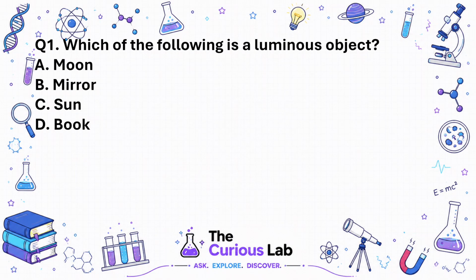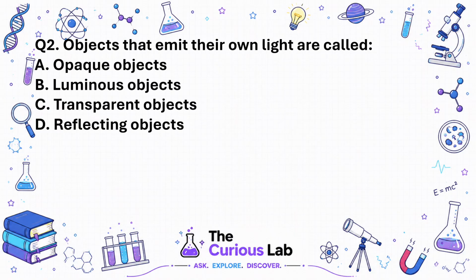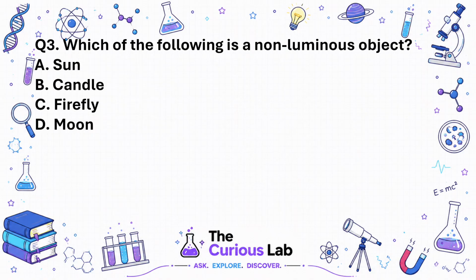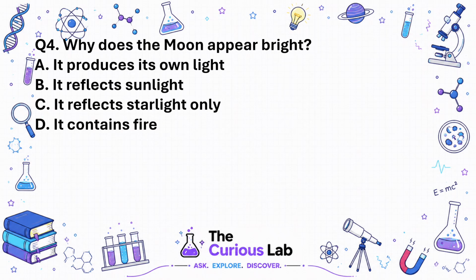Let's start. Which of the following is a luminous object? The answer is sun. We know luminous objects are objects which emit their own light. Objects that emit their own light are called luminous objects. Which of the following is non-luminous object? The answer is moon. It does not have its own light. It reflects the light of sun.